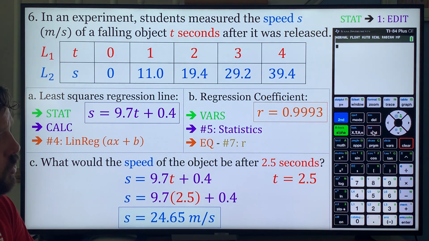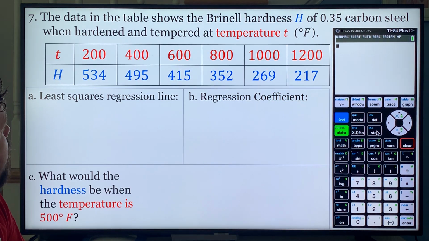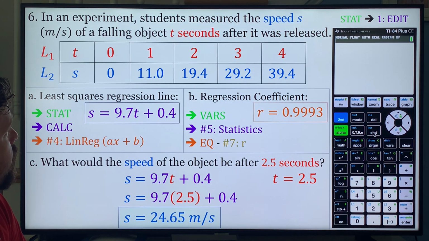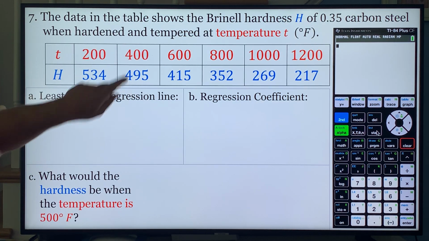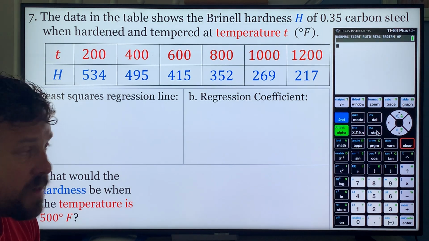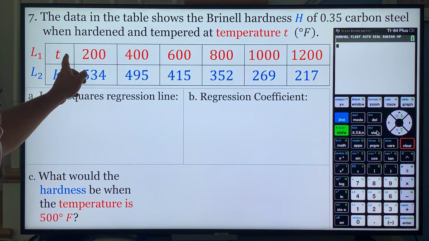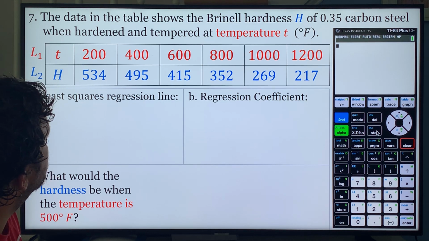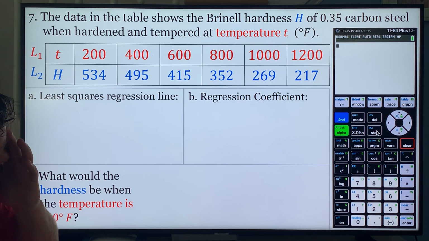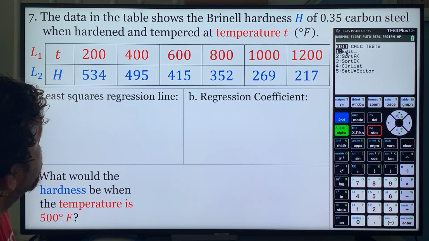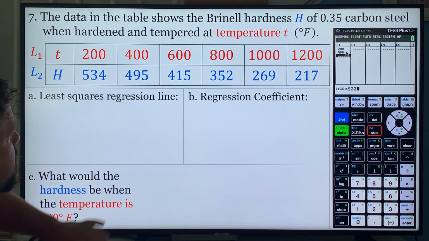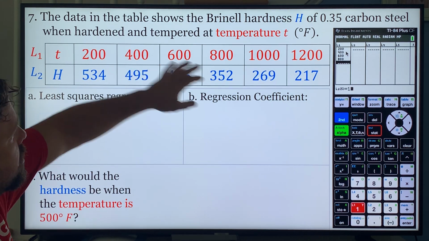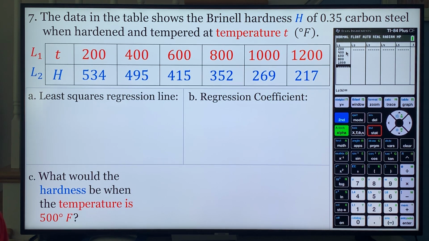Good? So, all right. Let's see, where are we going? Whoops. Let's go to the next one. This one. Type in your calculator. So, L1 once again is your T. L2 is your hardness. The data in the table shows the Brinell hardness, H, of 0.35 carbon steel when hardened at a temperature T. All right, so when it's this temperature, the hardness changes. As the temperature goes up, the hardness goes down. You're going to type this stuff into your calculator.